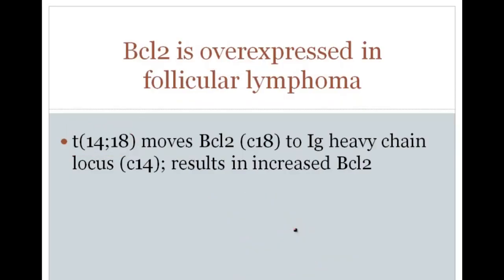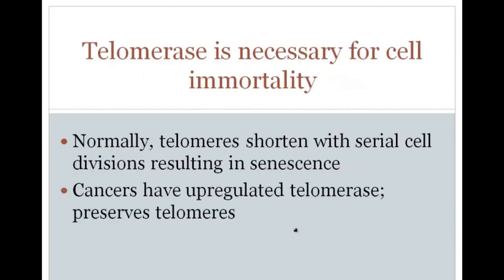So that's BCL2 and its relationship to follicular lymphoma. A few other important features concerning tumor development. We've sort of concluded our discussion of the key regulatory systems, but there are a few other features to be familiar with. First of all, telomerase is a necessary enzyme for cell immortality. Now let's go back and remind ourselves.